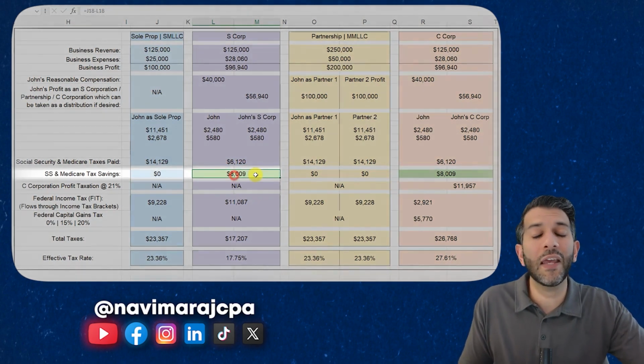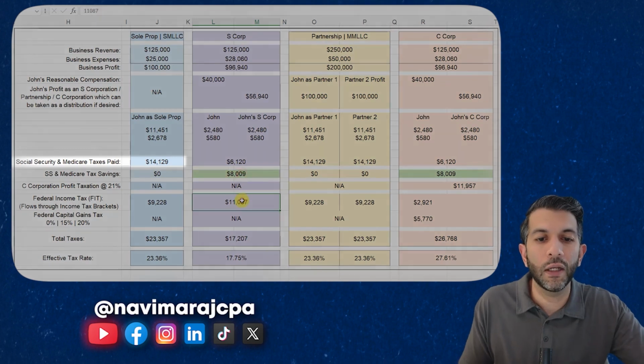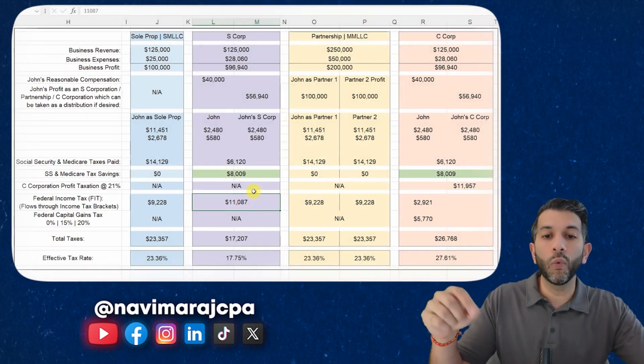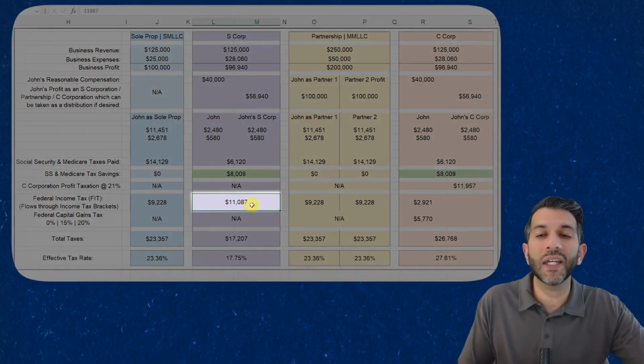By the way, this is a savings of over $8,000 when you compare it to the sole proprietorship. Not going to go into that here, but just wanted to highlight that real quick. His federal income tax. We just covered the FICA taxes of $6,120. The federal income tax he has to pay is $11,087.